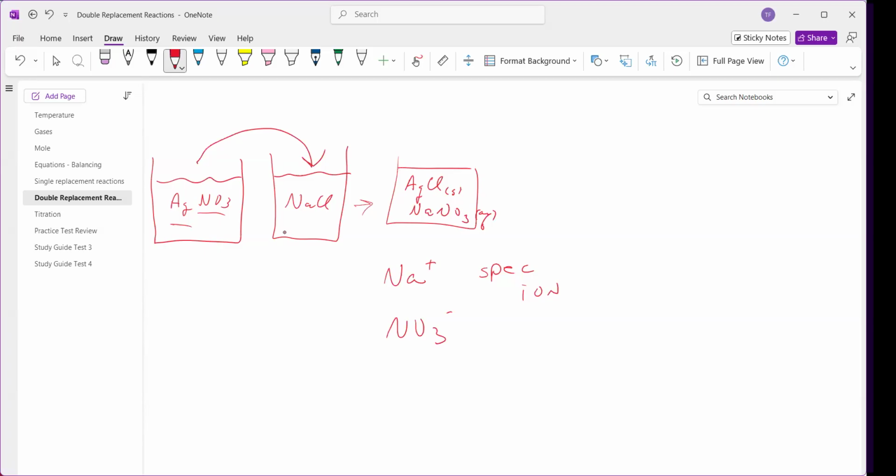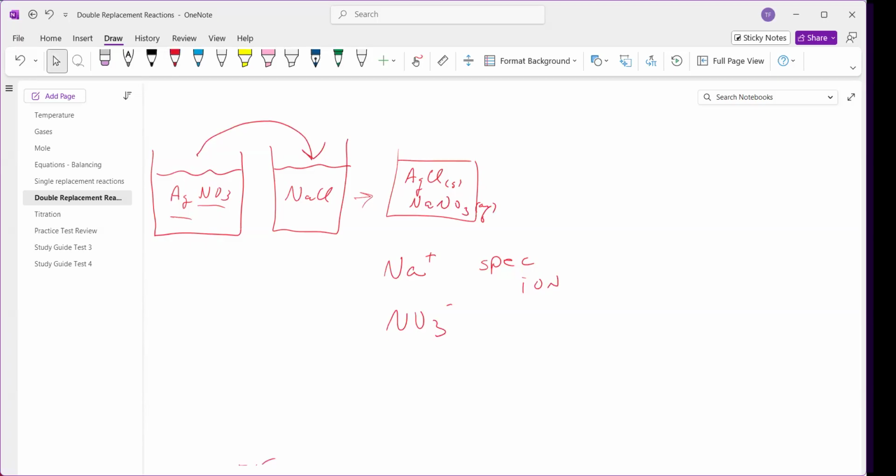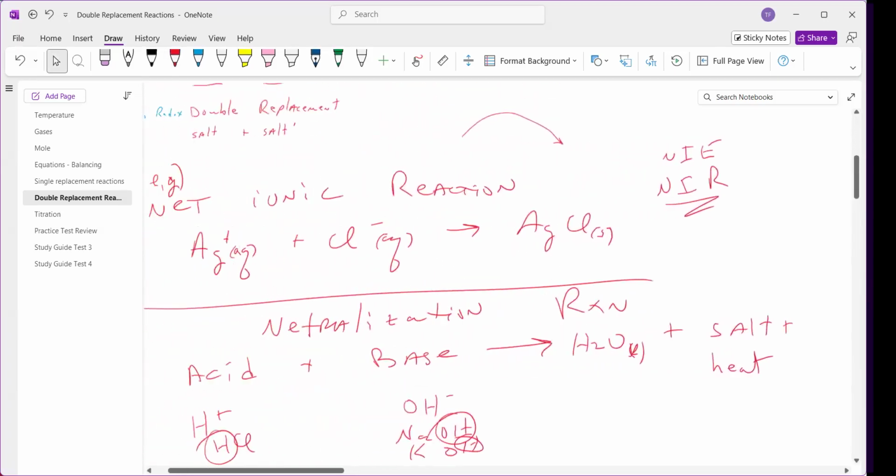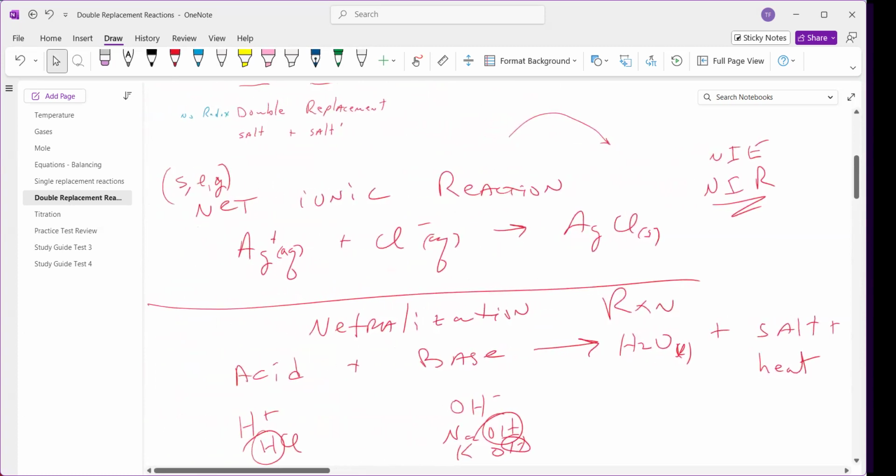So if a solid forms, we need to have a net ionic equation. So what made the solid? Well, the silver and the chloride made the solid. So those make up the net ionic equation. So we have aqueous silver and aqueous chloride forming solid silver chloride.